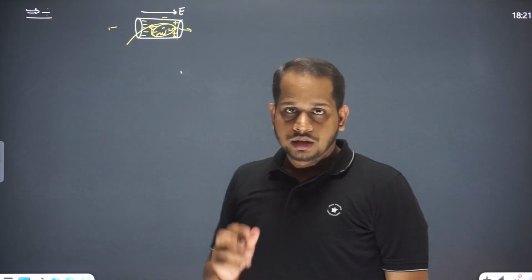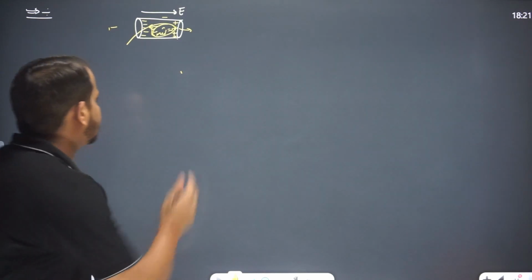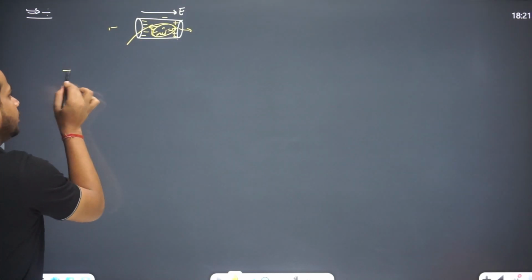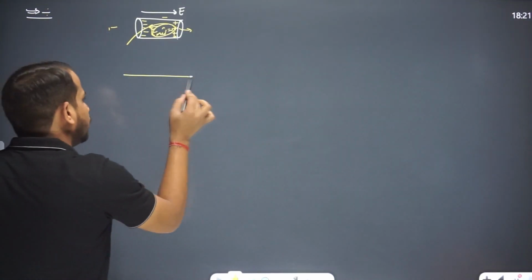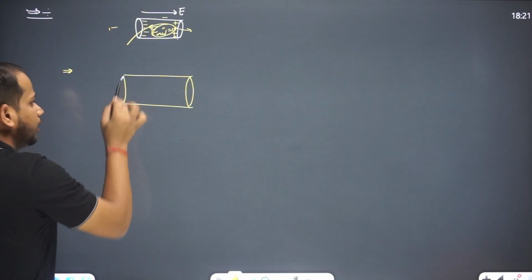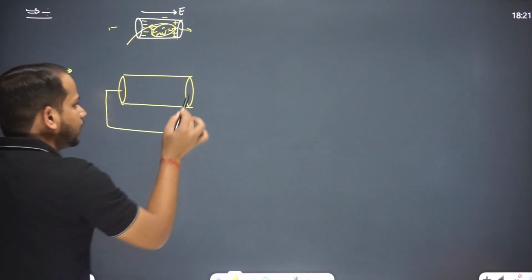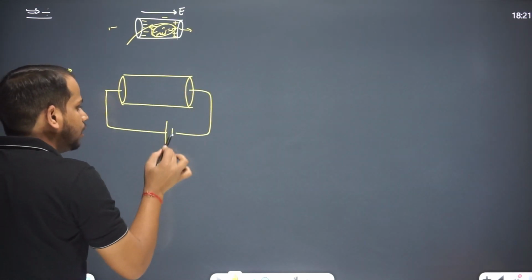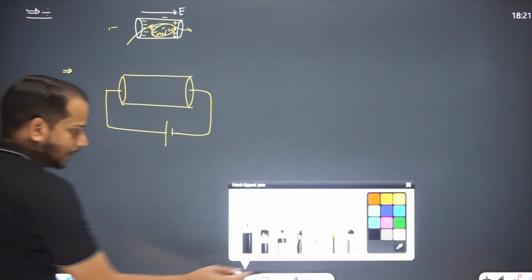Net electric field is 0, right? So what can we say over here? Now we have to obtain the current. We are connecting the conductor with the wire over here, right? So when we connect the conductor with the wire, and in general I am saying we are connecting with the battery.